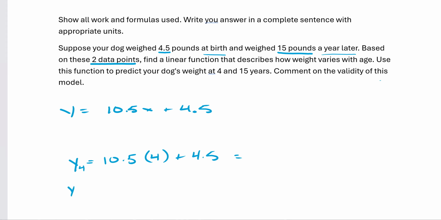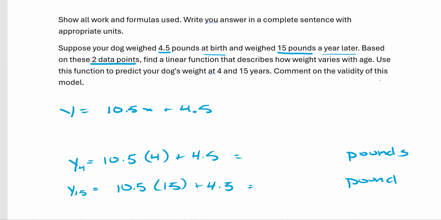And you'll do the same thing for 15. You will plug in a 15 instead of a 4. And these will get you the predicted weights for the dog at 4 years and 15 years. So make sure that you do label that. Whatever number you get is going to be pounds. We're talking about pounds.